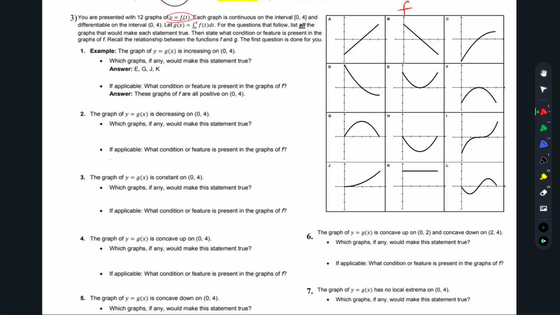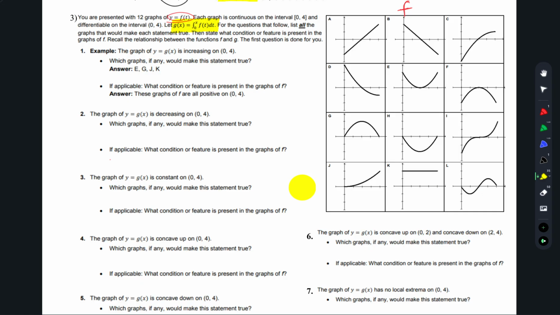Each graph is continuous on the interval 0 to 4 and differentiable on the interval 0 to 4. Let G equal the integral of F. Oh boy. Okay. For questions that follow, list all the graphs that would make each statement true. Then state what condition or feature is present in the graphs of F. So you have to justify all these talking about F because that's the only graph you're given.